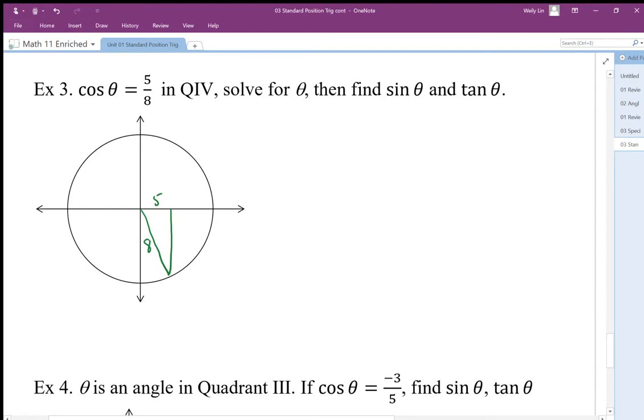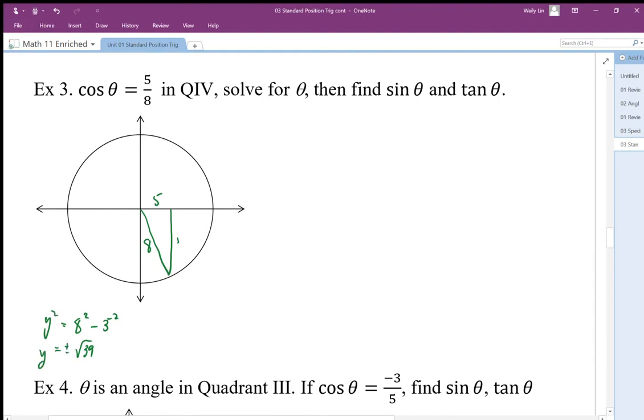So it says solve for theta and find sine and tan. I'm going to do sine and tan first by solving for this third side. So I'm going to go 8 squared minus 5 squared, so 64 minus 25. That's going to give me 39. So I'm going to end up with square root 39 as my y position, not my radius. Now mind you, it's going to be plus minus.